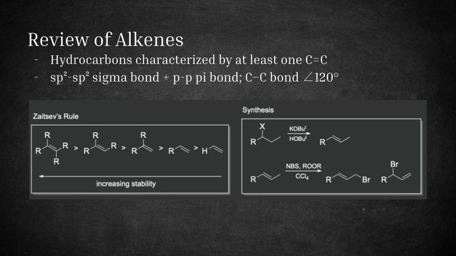Alkenes are hydrocarbons characterized by at least one carbon-carbon double bond consisting of a sigma bond, sp2 orbital overlap, and a weaker pi bond, sideways p orbital overlap. This weaker pi bond makes alkenes more reactive than alkanes.